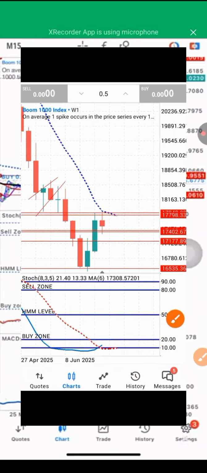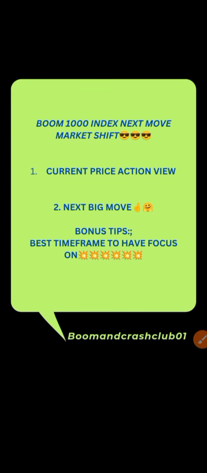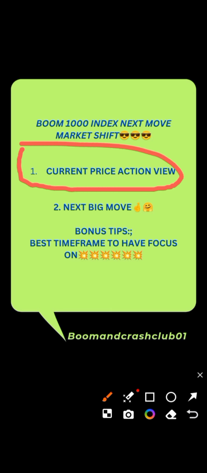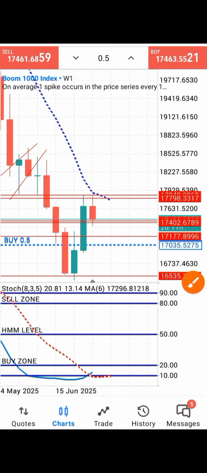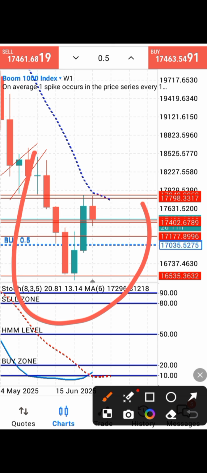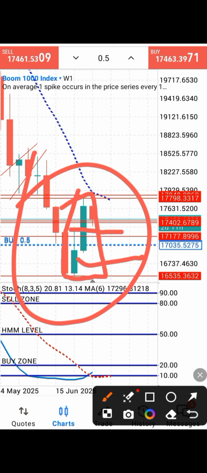So let's start with number one, the current price action view. What is the current price action view for the Boom 1000 index? Let's quickly check the chart and see what we have here. Looking at the current market condition on Boom 1000, you can see we have two strictly bullish weeks. This week and this week the market has been bullish. The market was able to trade within these 2 weeks.